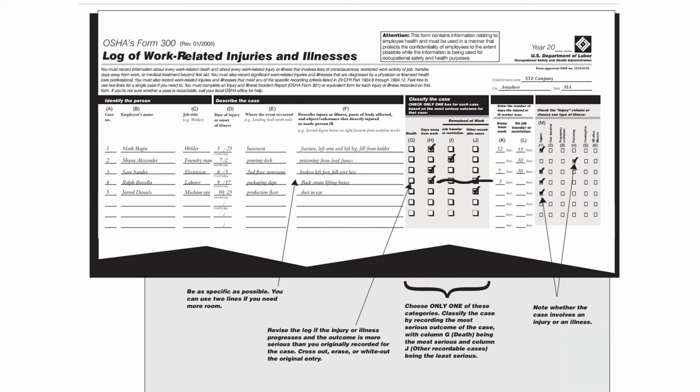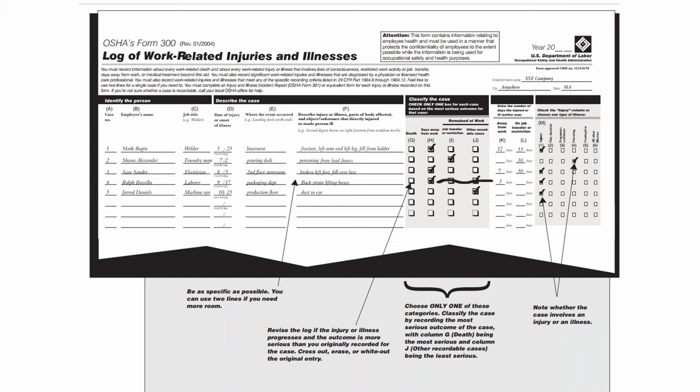Column E includes the location where the incident occurred. Be more specific than a wide area, for example, say packaging department rather than just warehouse. Column F includes a description of the recordable incident. Describe the injury or illness in its entirety, including the nature of the injury or illness, the affected body part, and what exactly caused it.